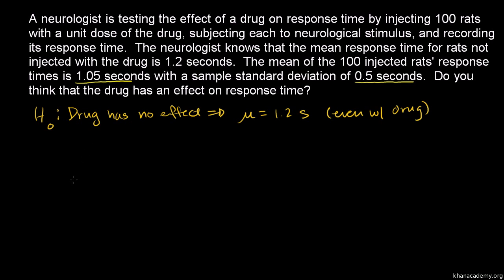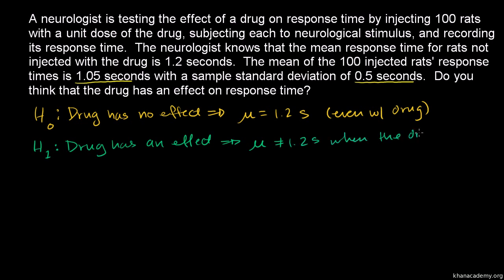Now, what you want is an alternative hypothesis. The hypothesis is, no, I think the drug actually does do something. So the alternative hypothesis right over here is that the drug has an effect. Or another way to think about it is that the mean does not equal 1.2 seconds when the drug is given. So how do we think about this? How do we know whether we should accept the alternative hypothesis, or whether we should just default to the null hypothesis because the data isn't convincing?